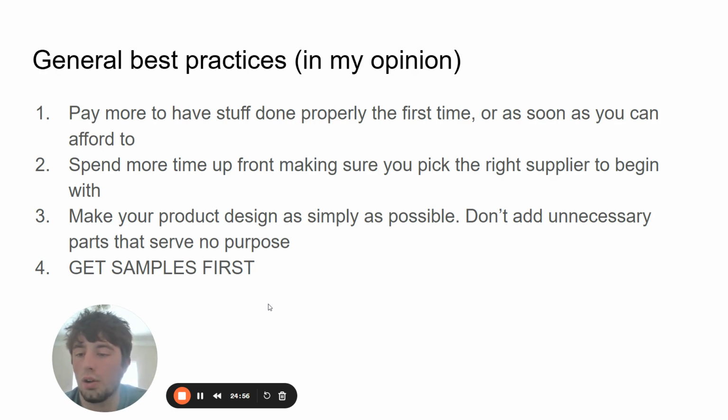Ideally, you're going to want to do at least one sample run where you see a few units at the very least, and ideally, depending on the product, you want to get samples from multiple different suppliers and get quotes from multiple different suppliers before you come to a decision, right? So those are just some things I'd be looking at if I were sourcing a manufacturer for somebody.